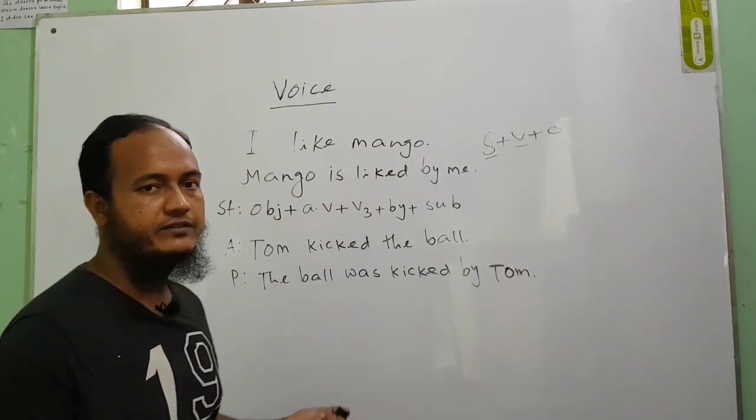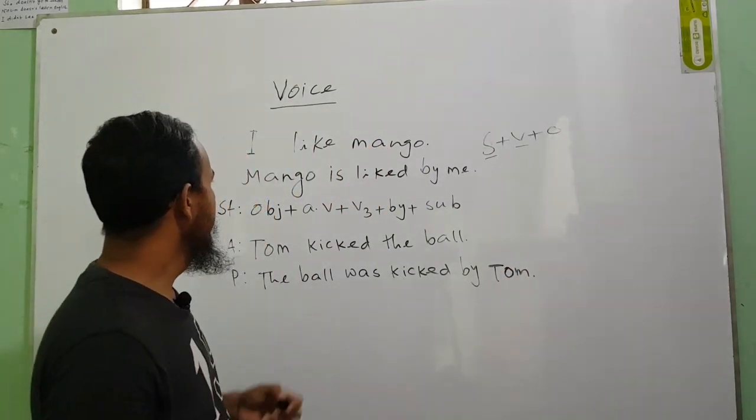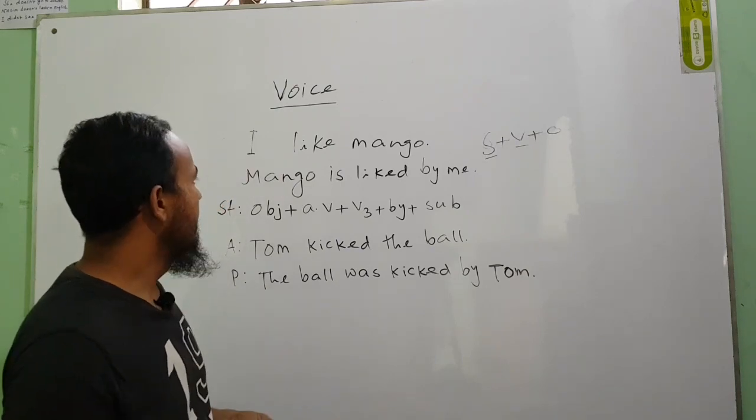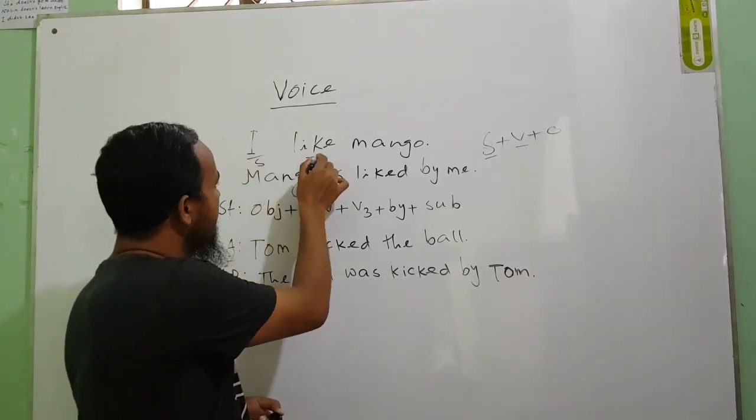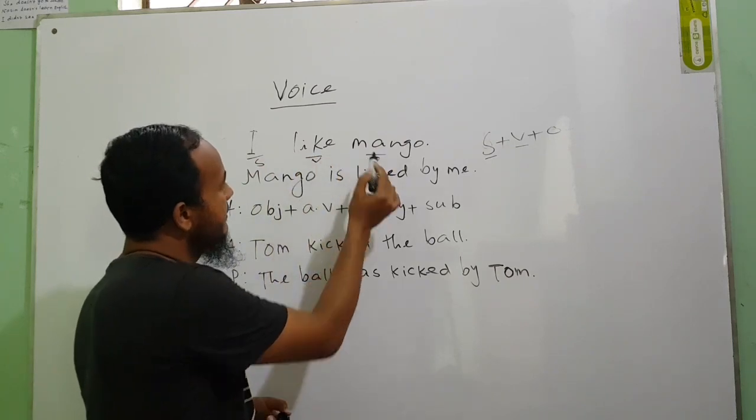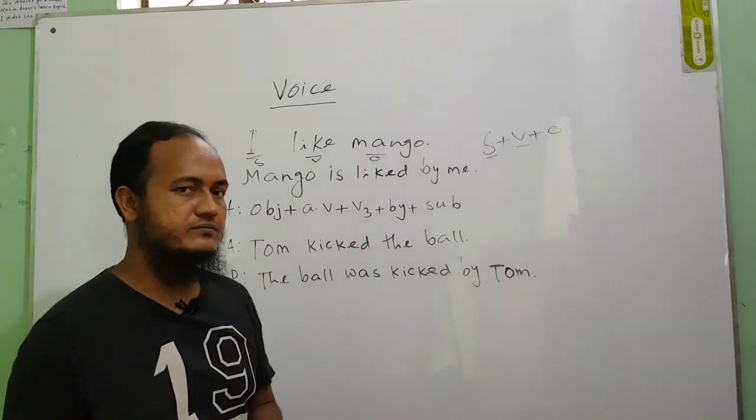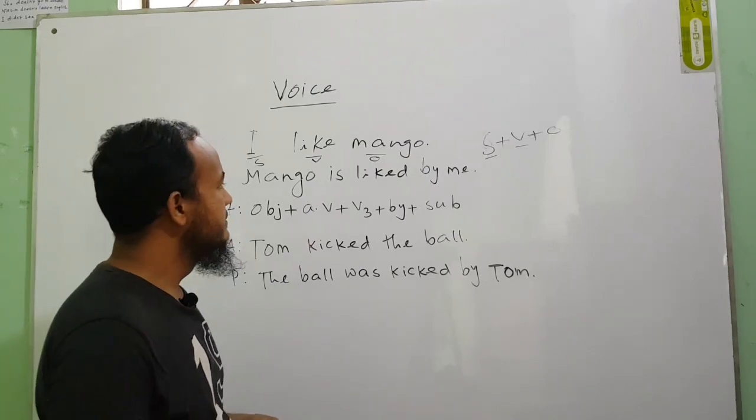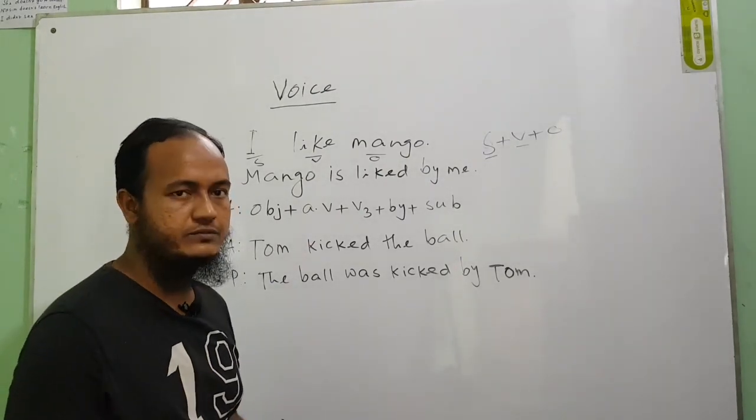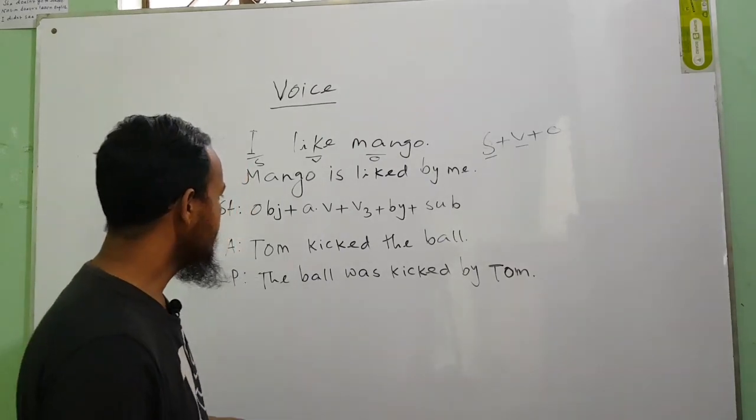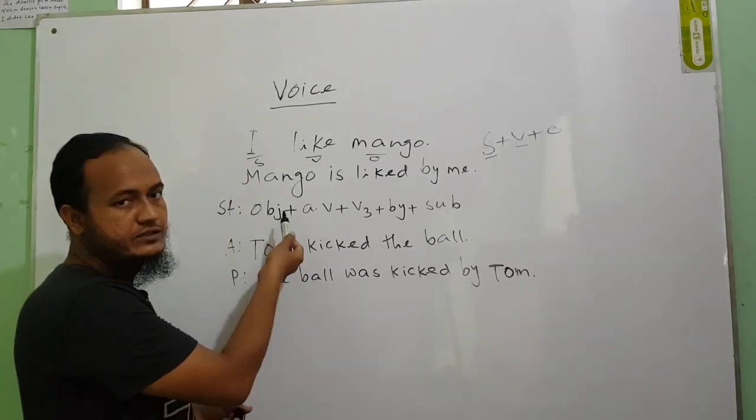Okay. It's very simple. So see the first example, I like mango. So here I is subject, like is verb, and mango is object. So this is an active voice, right? So the structure of passive voice is a little bit different. So what is the structure of passive voice? So this is the structure of passive voice.